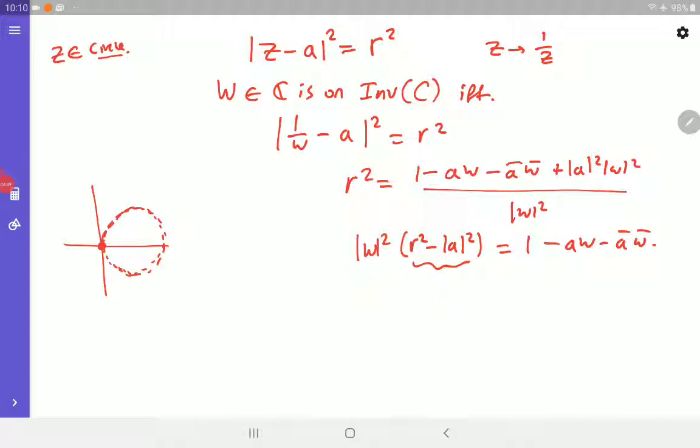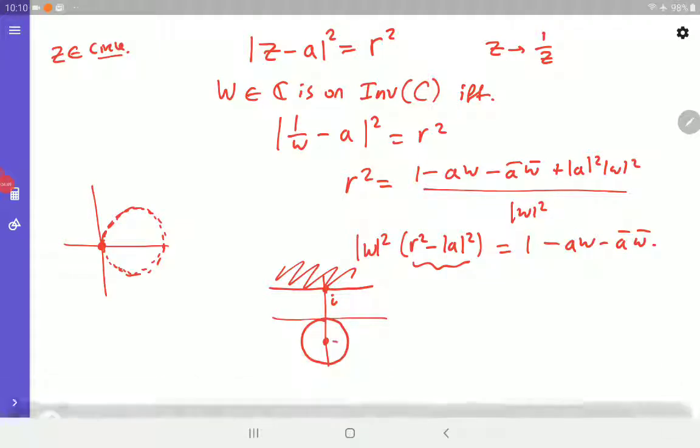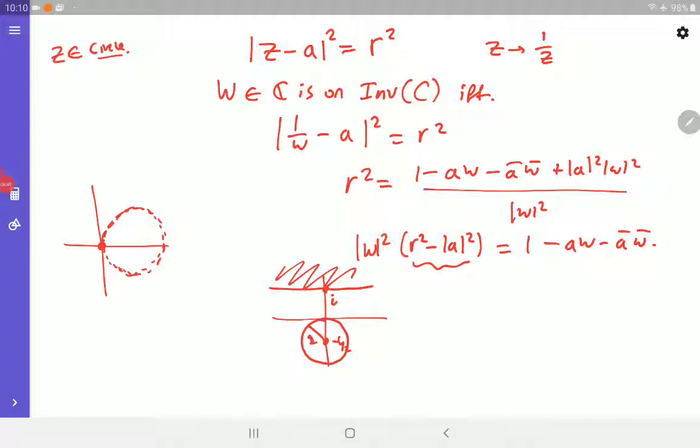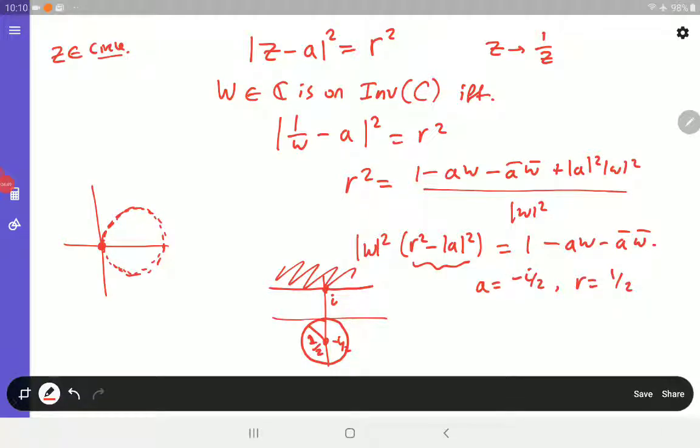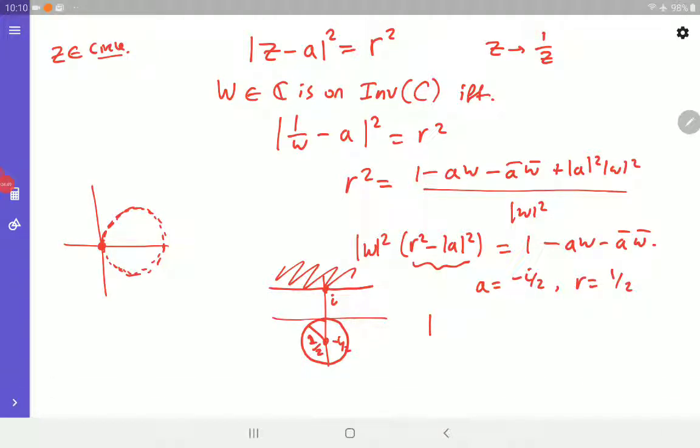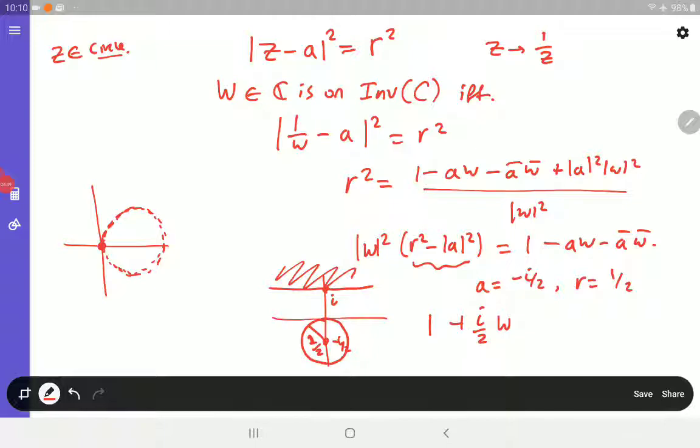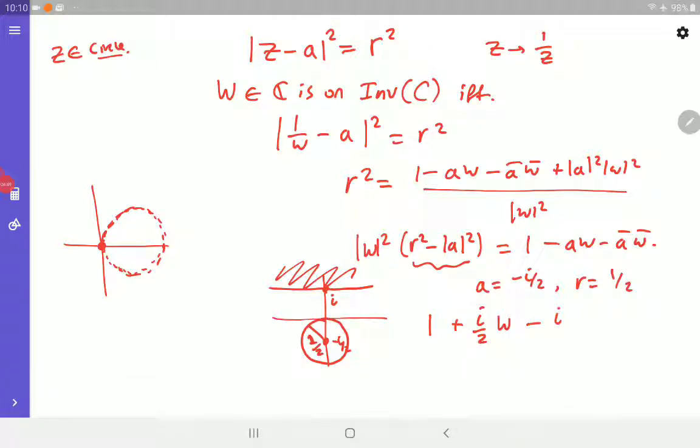So let's check that. We claimed that this region right here, where this is the point I, gets mapped to this circle right here, centered at minus I over 2 with radius 1. So let's plug in a is equal to minus I over 2 and r is equal to a half, and let's see what happens. Let's check that this works. Left hand side is 0, right hand side becomes 1 minus 1 plus I over 2 w minus I over 2 w bar equals 0.